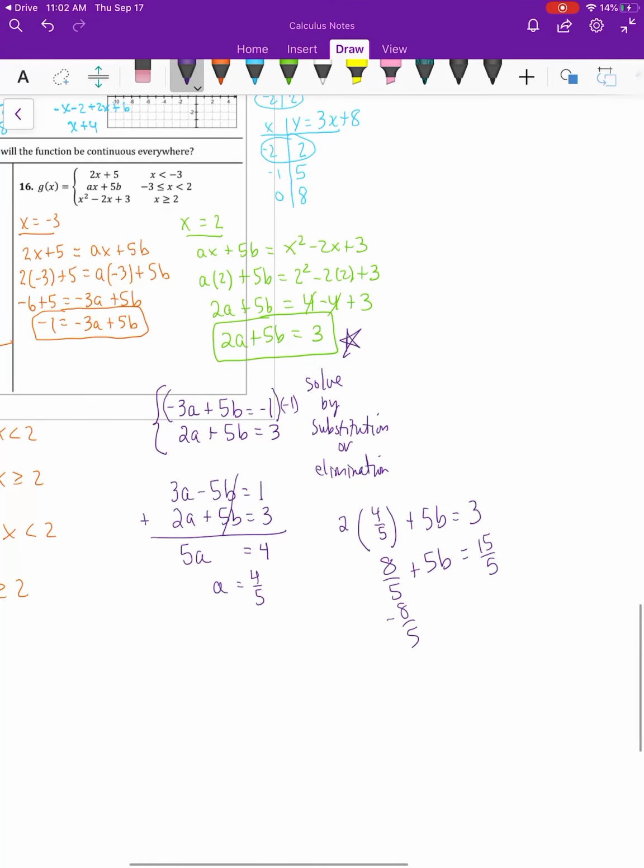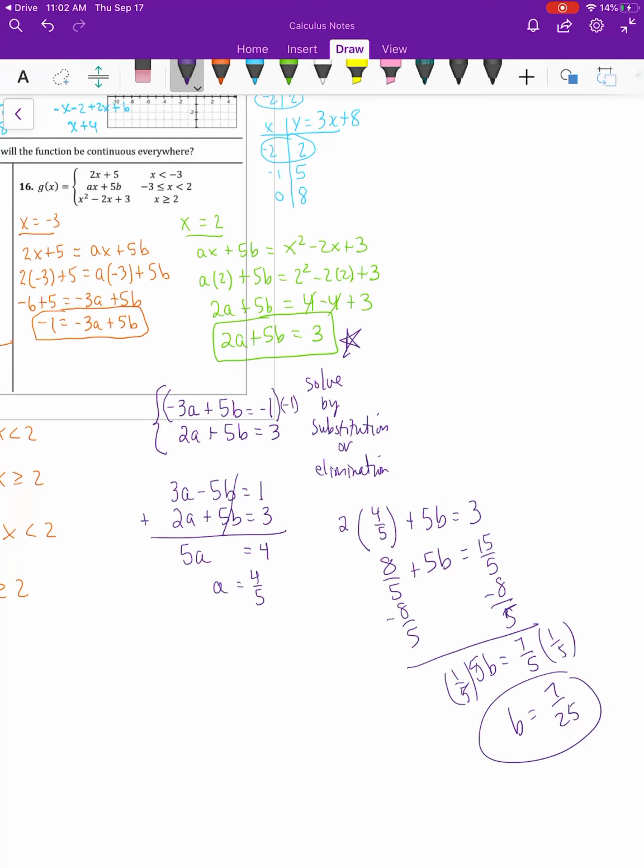Now I'm going to subtract 8/5 from both sides. 5b is equal to 7/5. And so I multiply by 1/5, and my b is 7/25.